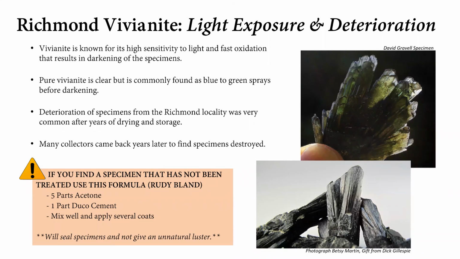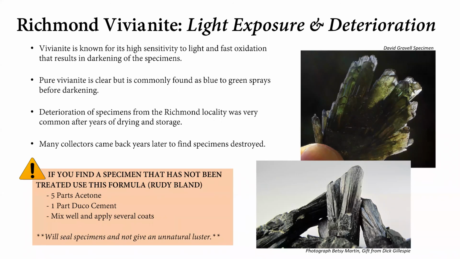And the fragility of it and the cleavage of it, they would just fall apart. And so there was a lot of discussion back in the days around how do we treat our specimens. And one of the things that was brought up by Rudy Bland in his 1966 article in Rocks and Minerals was 5 parts acetone and 1 part Duco cement. And basically you mix that and you apply several coats or as needed for your specimen.